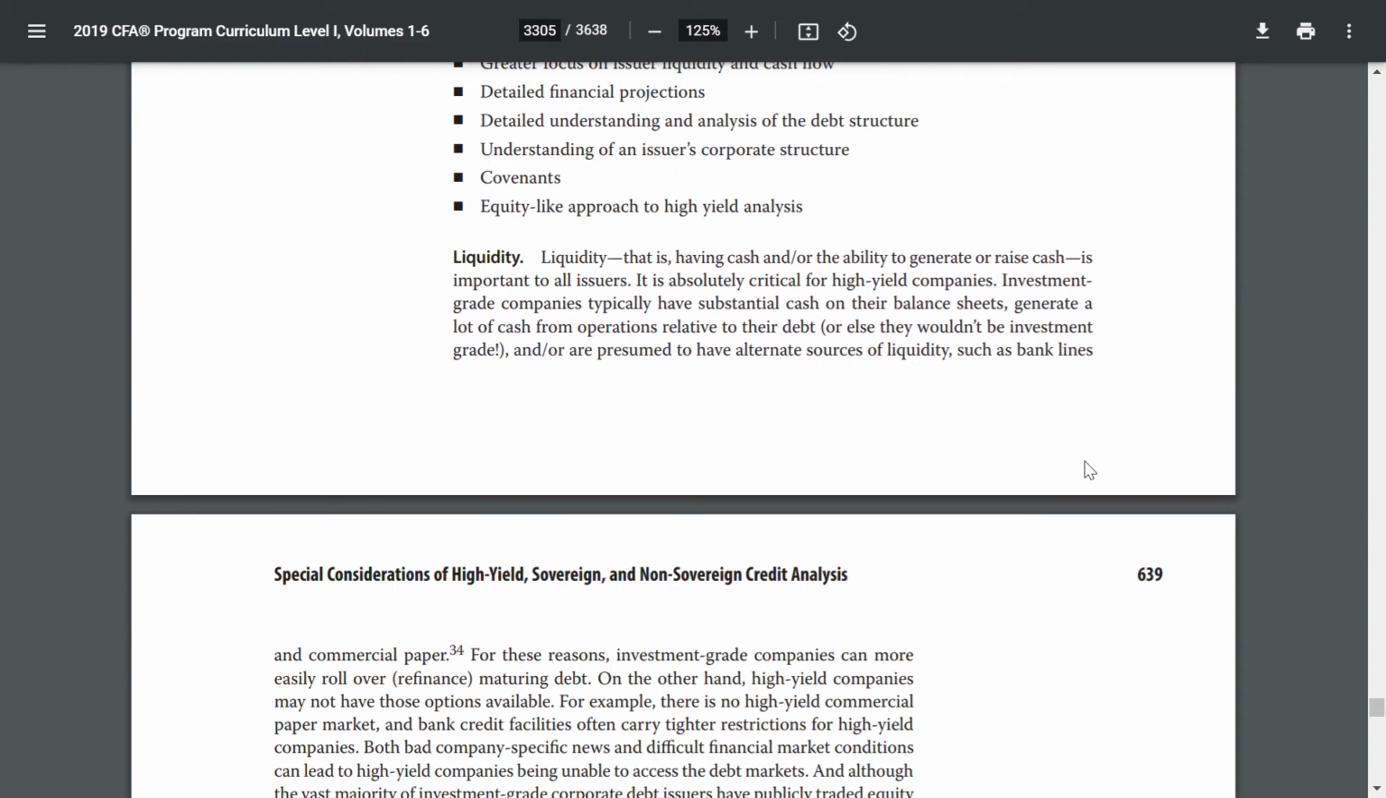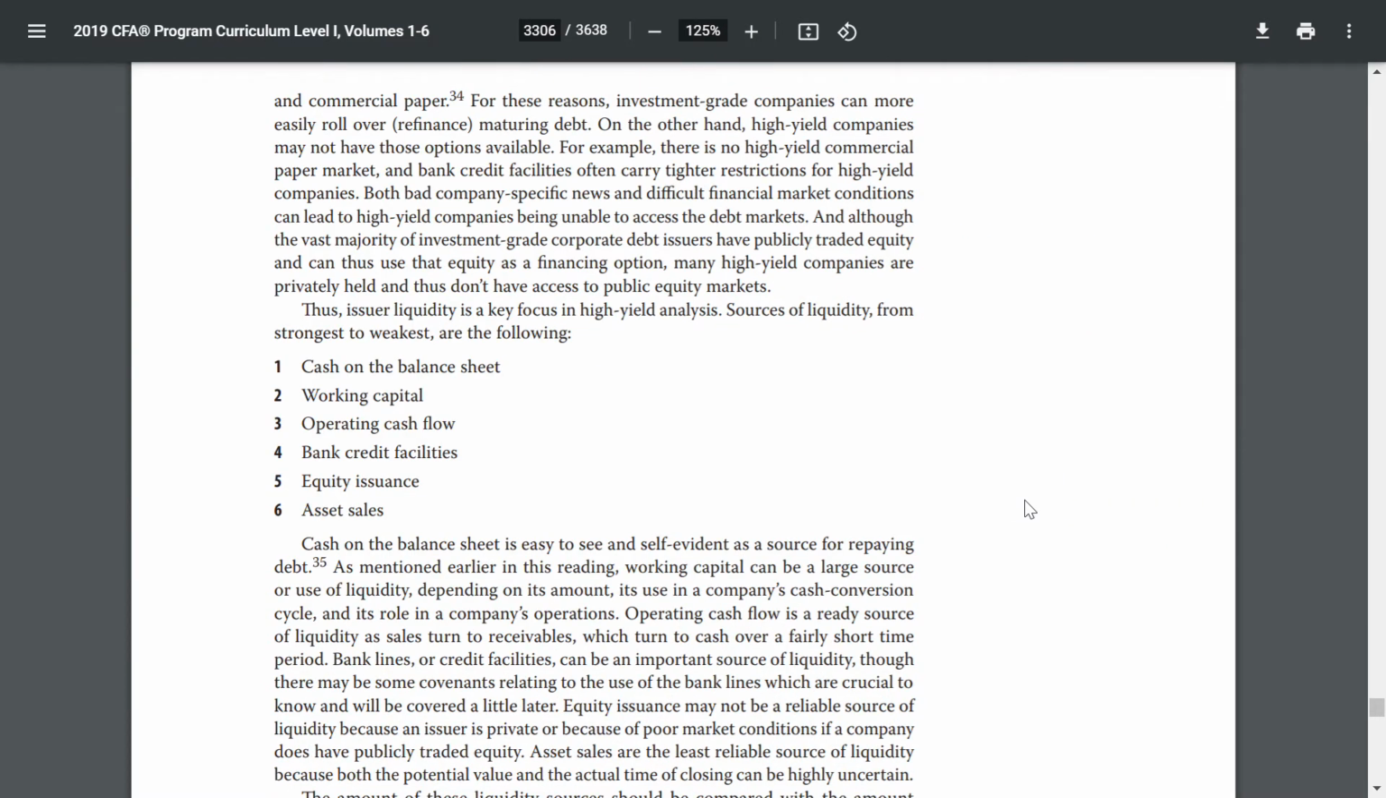Liquidity, that is, having cash and or the ability to generate or raise cash, is important in all issuers. It is absolutely critical for high yield companies. Investment grade companies typically have substantial cash on their balance sheet, generate a lot of cash from operations relative to their debt, and or are presumed to have alternate sources of liquidity such as bank lines and commercial paper. For these reasons, investment grade companies can more easily roll over or refinance maturing debt. On the other hand, high yield companies may not have these options available.